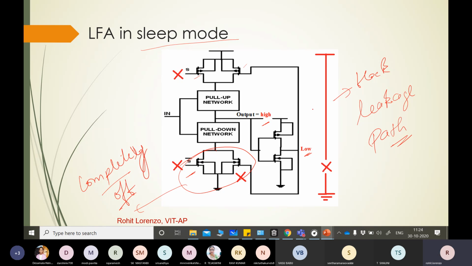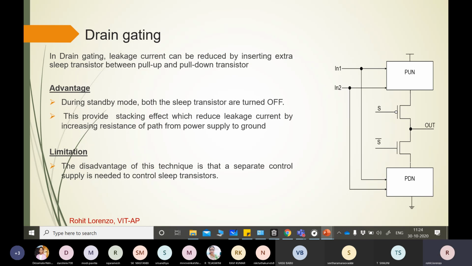Okay, it is maintaining the data retention as well as blocking the leakage path. So this is the LFA technique. Now another technique is drain gating.